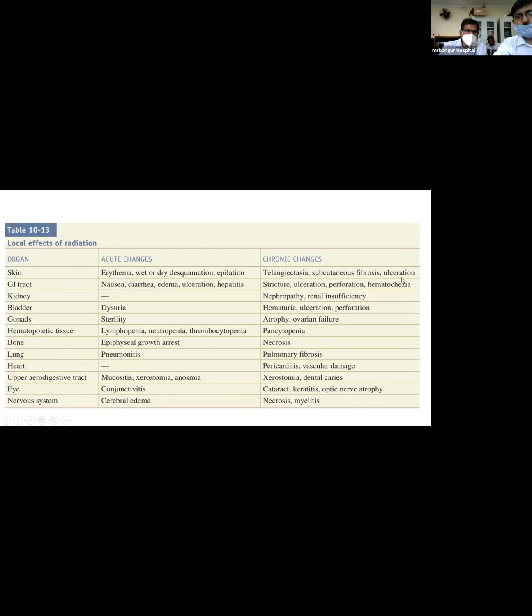Now, as we see, there are multiple complications of radiotherapy, involving nearly all the systems, including something very familiar that medical students are used to saying, nausea and diarrhea, and then serious complications such as cerebral edema. That is why we have to be very careful while imparting radiotherapy, because it has side effects that affect nearly all the systems.